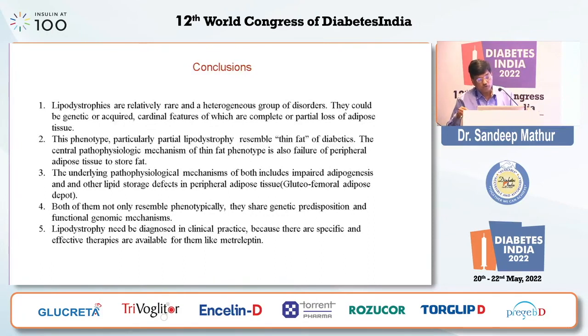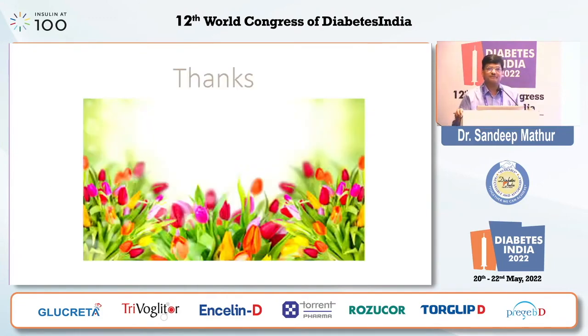Both of them not only resemble phenotypically, they share genetic predisposition and functional genomic mechanisms. And lipodystrophy needs to be diagnosed in clinical practice because there are specific and effective therapies available for them, like metreleptin. So thank you very much for your patient hearing.